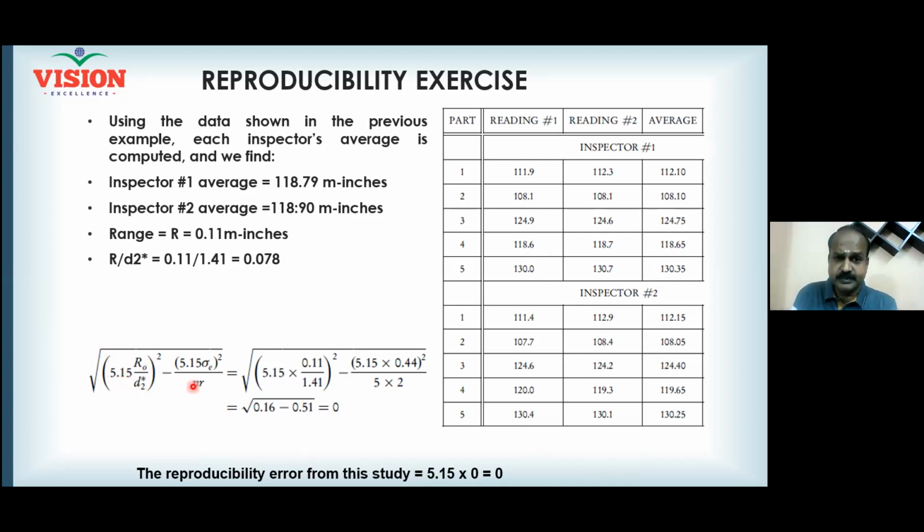But this square root formula, what is it giving? This 0 is telling you that reproducibility error is negligible. Look at your readings. Inspector 1 average is how much? 118.79. Inspector 2 average is how much? 118.90. And now what is the difference? A smaller amount, isn't it? A very, very small amount. And already within that small amount, the repeatability component is also there. And that is why your formula is giving you 0 and letting you know that the reproducibility error in your reading is very, very negligible. Right? No reproducibility issue at all.